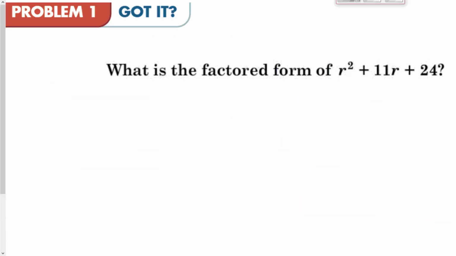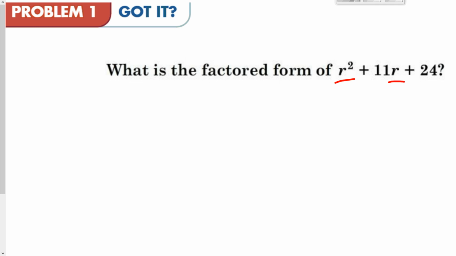Okay, so go ahead and try this one. R squared, x squared, whatever your variables just are. Okay, so go ahead and try this. Pause the video and try it. You can try to do the box if you want to. You can try to do cab, or you can try to do a combination of both. Whatever works for you.